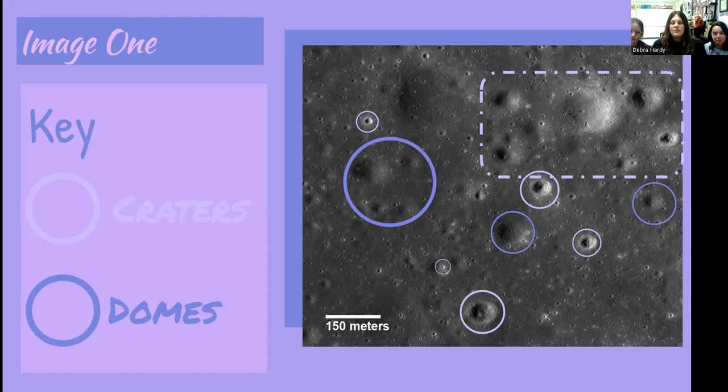Any other information that could have been useful? We probably should have looked up more reference pictures to determine the difference between domes and craters on the moon. Okay. Yeah, you could have done that. That could have been something that you could have done.